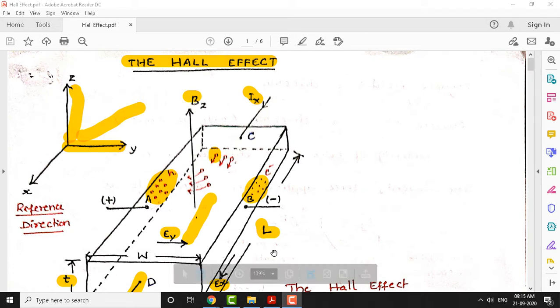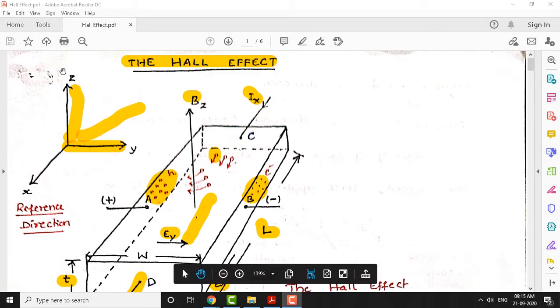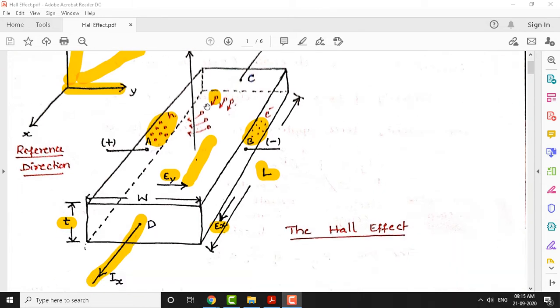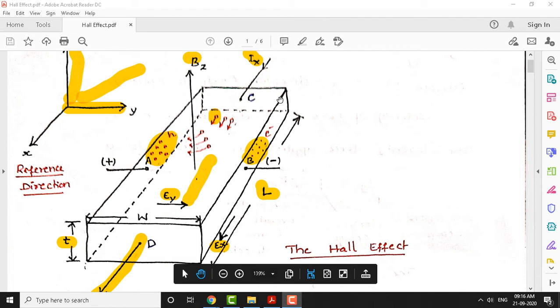Okay, so let's proceed. If you are seeing this on my screen, Hall effect is a phenomenon that is commonly used in semiconductor physics, mainly to induce some voltage. When we keep the material like this, it is a rectangular slab.